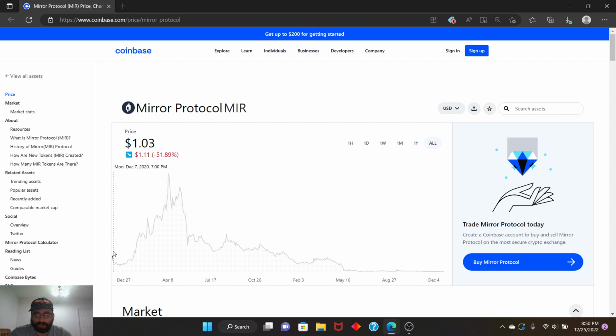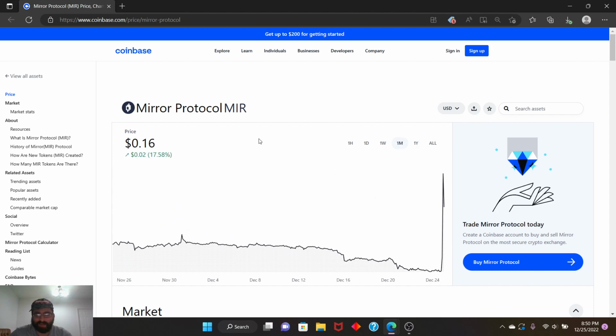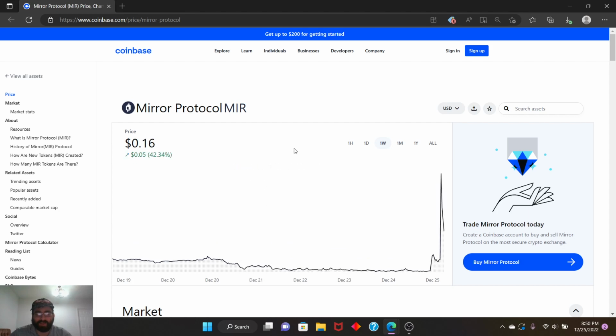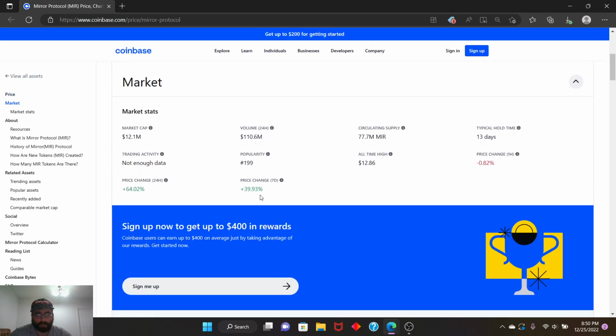$1.03, December 7th, 2021. So from there it went to $12.46, which was 480% increase. Heck of a lot. And then you guys can see the downtrend, right? So it lost 92.72% of its value from where it began. How about a year? 1 year, 94%. 1 month, 17.58%. 1 week, 42.34%, right? That's just insane amount of gain. Just today, actually. Let's go down.